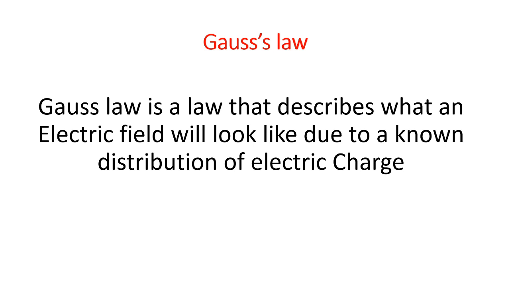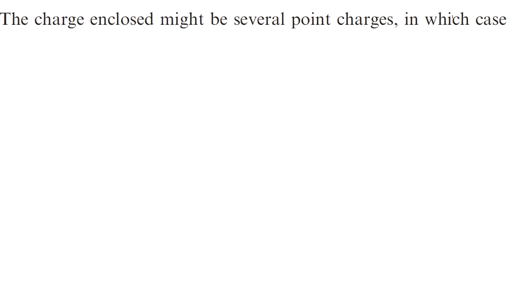So what is this distribution of electric charge? Do you remember? We have two types of distribution. What are the distributions? Discrete charges and continuous charges. In discrete charge, we have n number of charges. So the total charge will be equal to the summation of n number of charges. The charge enclosed must be several point charges. The total charge will be equal to the summation of Q n.